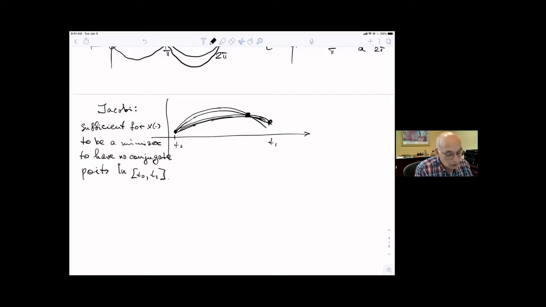And if they cross, as you take this angle alpha, as alpha goes to 0, this point, if there is an intersection point, approaches some limiting point. If that limiting point is in the interval, then it's a conjugate point. So in other words, the conjugate point is where the nearby trajectories focus, okay?